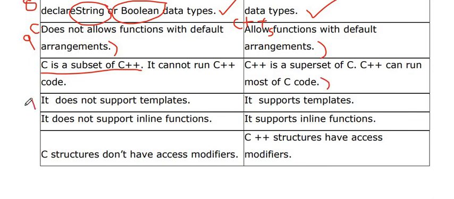Now let us see the 11th difference. C does not support templates. Under the C++, it supports templates. Now let us see the next difference. C does not support inline functions. Now under the C++, it supports inline functions.